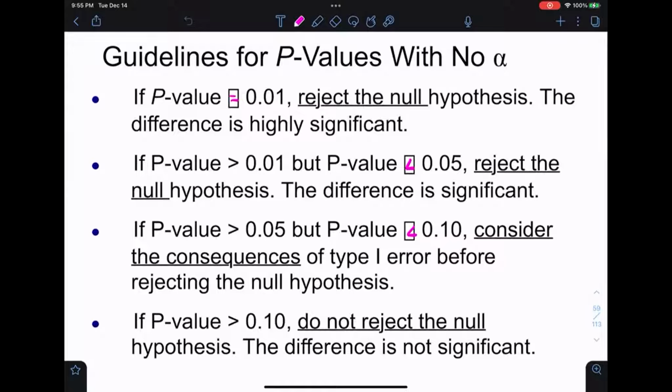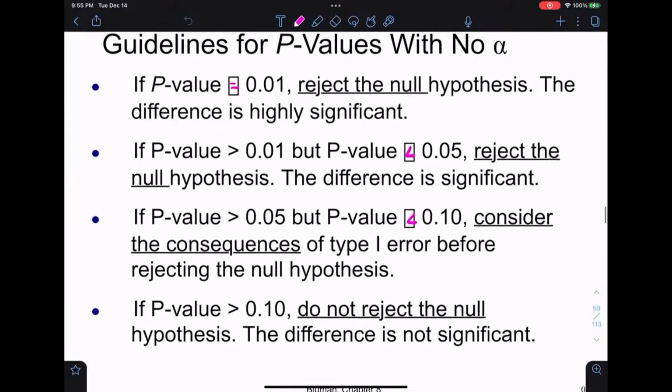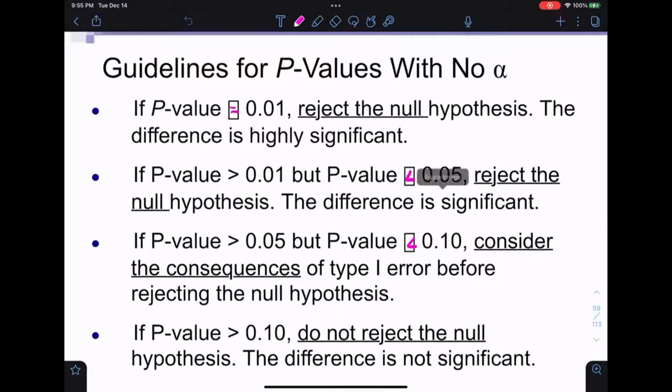If the p-value is greater than 0.05 but less than 0.10, then we consider the consequences of a possible type 1 error, rejecting when it's true. And if the p-value is greater than 0.10, do not reject the null hypothesis. The difference is due to chance, so it's not significant. Make sure that you remember this.